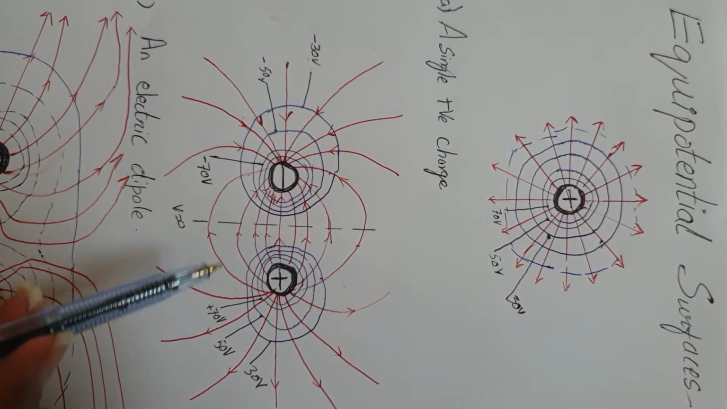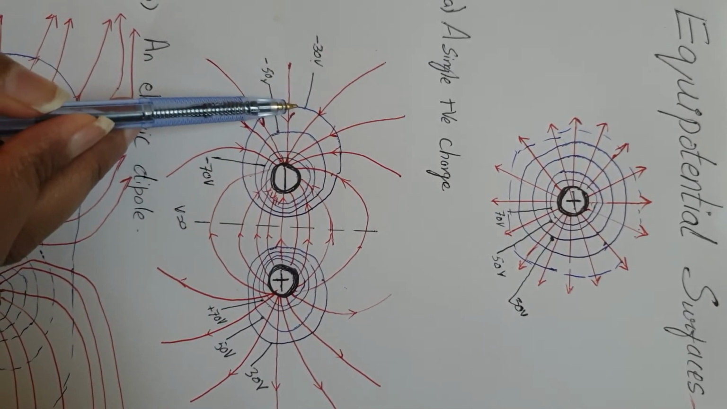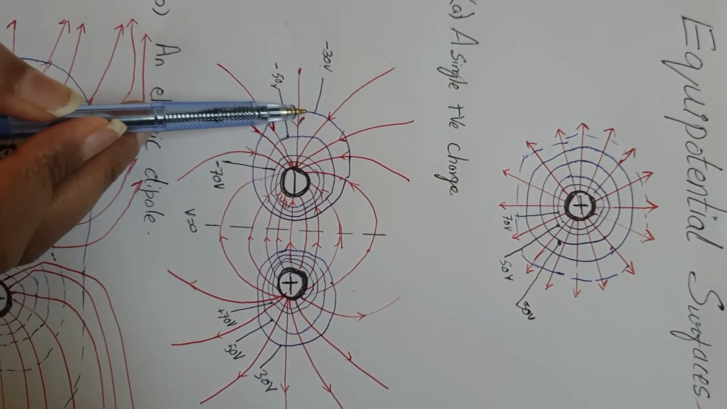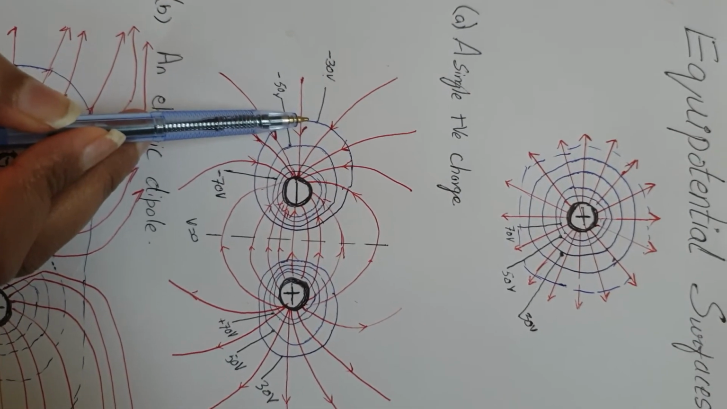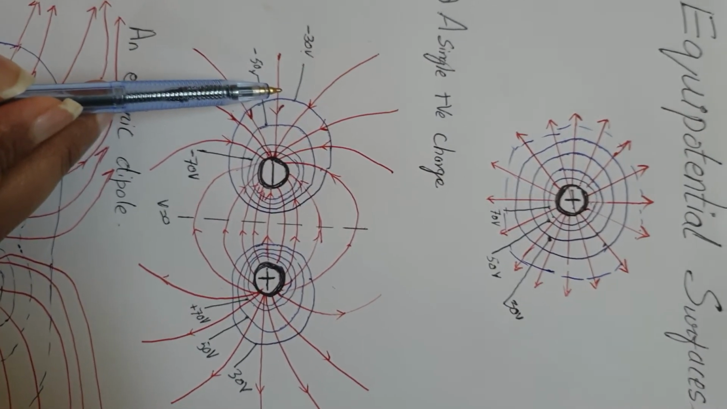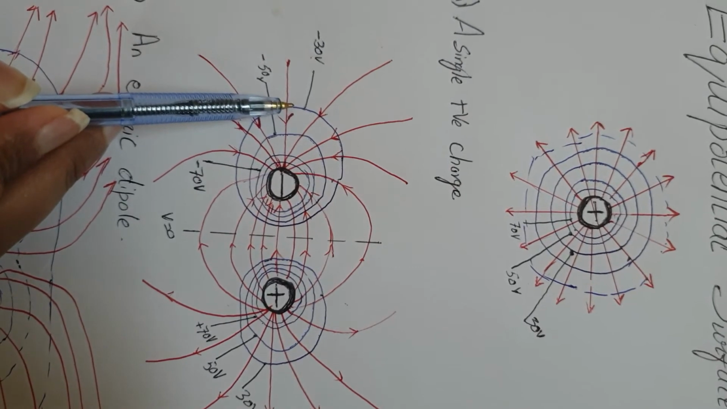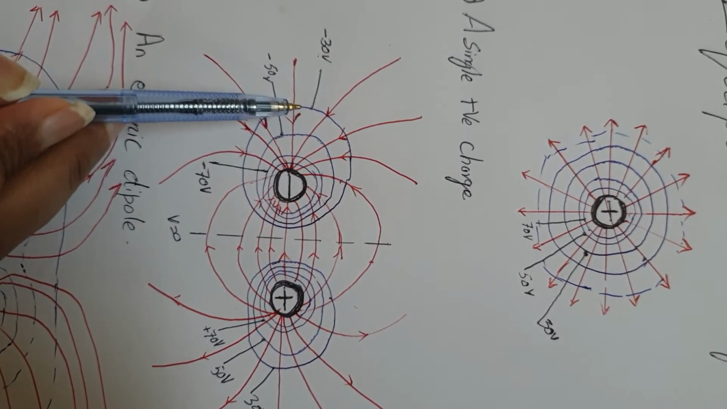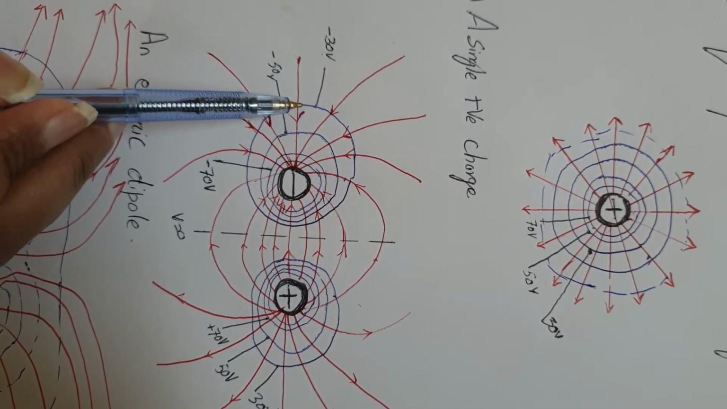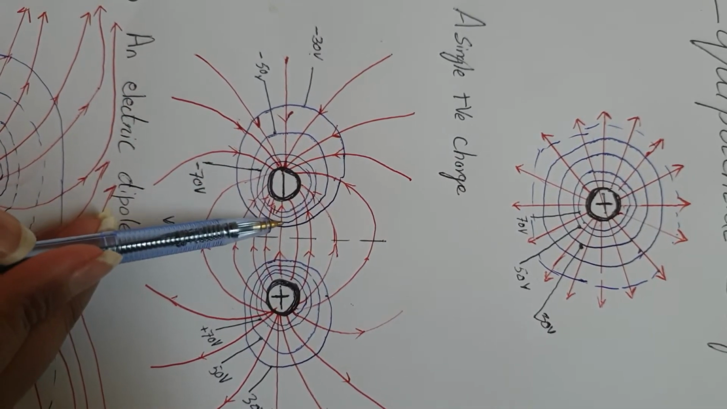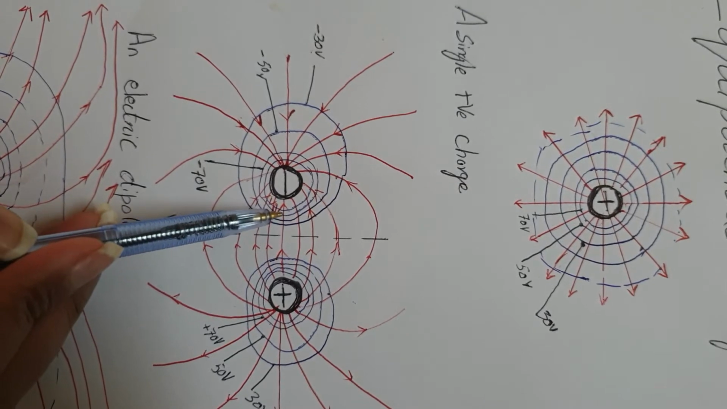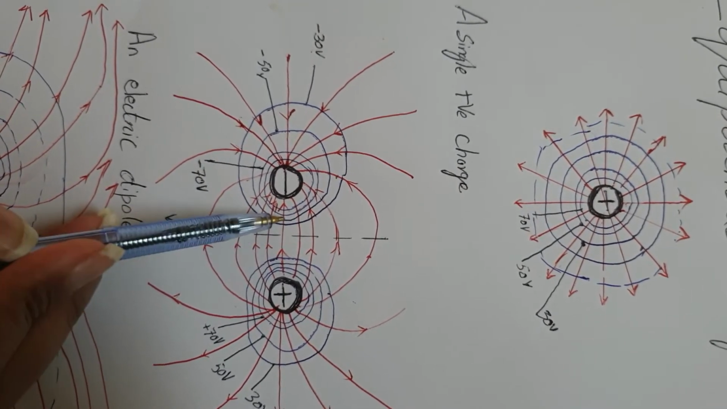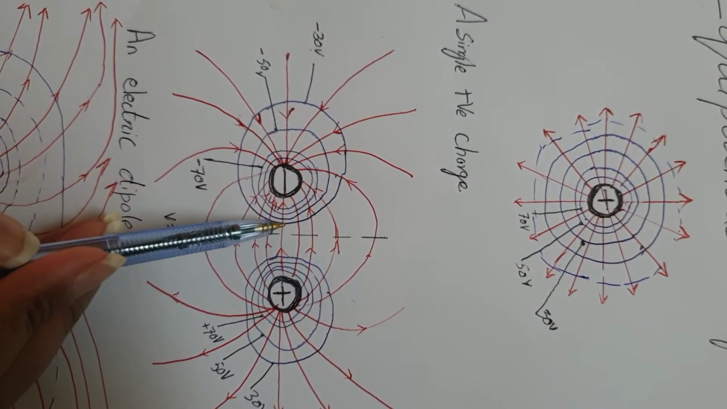If we look at the equipotential surface of 30 volts, this one, the magnitude of E is less here on the left side of the negative charge, this one, as compared to its magnitude in between the charges here.